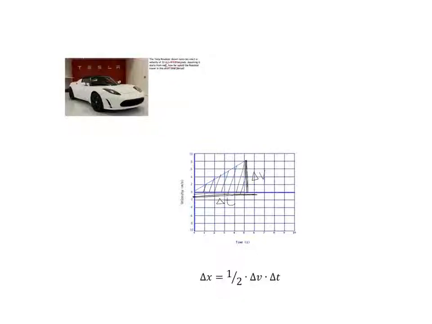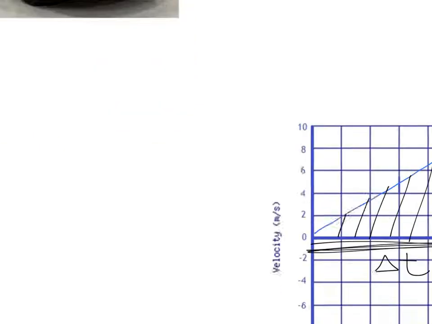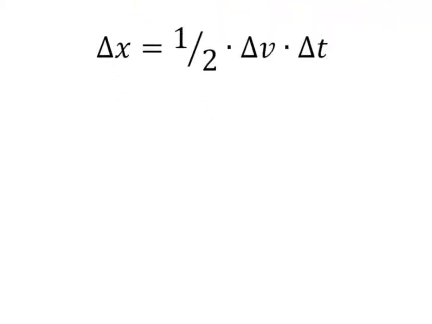Looking back to our original problem, they gave us the change in velocity, 0 to 33 meters per second. It's going to be a change of 33 meters per second, and the time interval was 3.8 seconds. I'll leave it to you to plug those in and find the displacement.